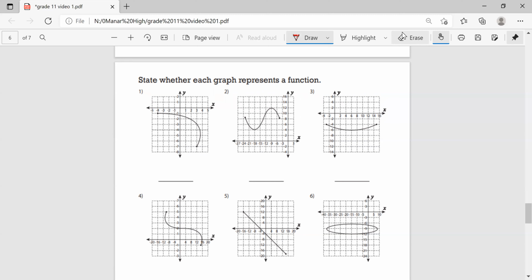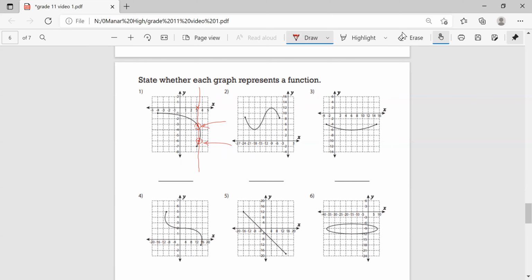Let's see. Here, I'm going to draw a vertical line here. It intersects the relation in 2 points. This point and this point. Don't say this point. This is the x-axis. Okay? Doesn't matter to me. Only these 2 points. So this is not a function.